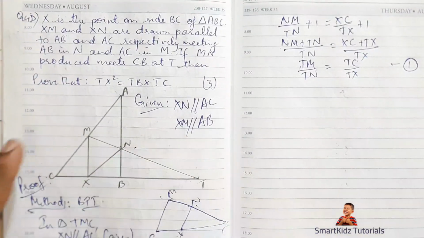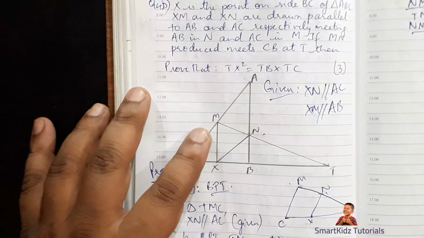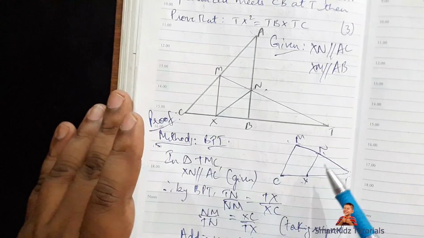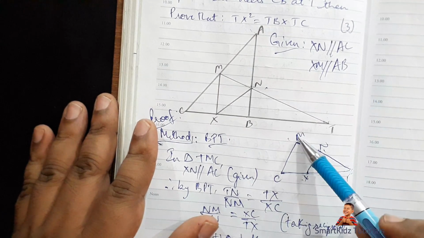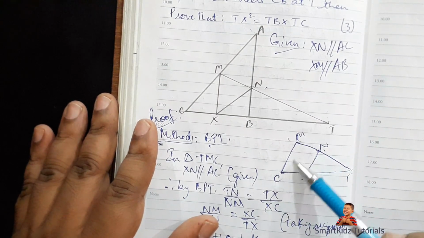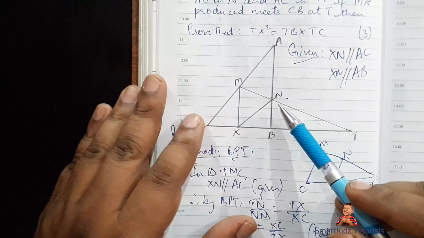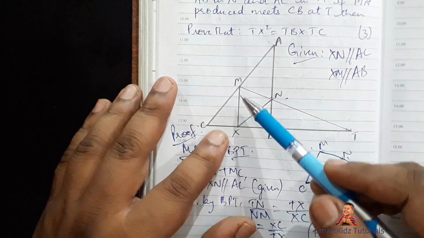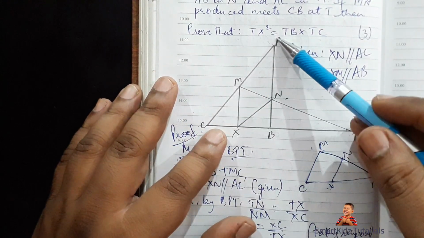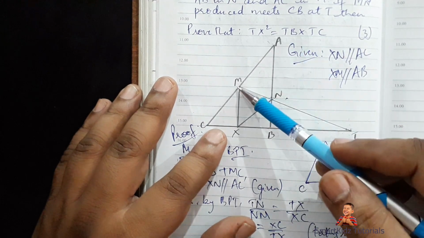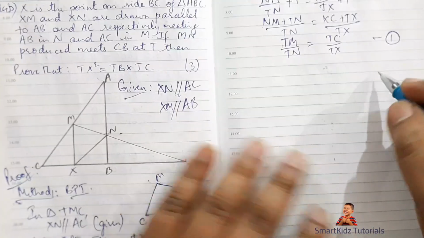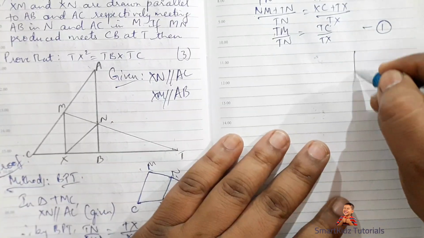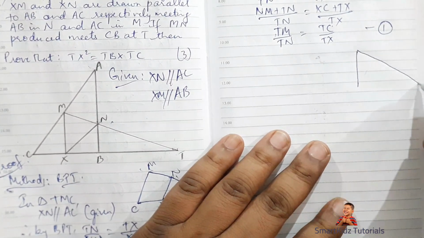Now we change the triangle, and this time I'm going to take this triangle. In the first one, I took that triangle so that I can utilize XN parallel to AC. Now I'm going to use another triangle so that I can utilize XM parallel to AB, but I won't take the full thing. I am interested only in XM parallel to BN. I'll do that over here. First I'll draw the figure so that we can follow it. There you go.